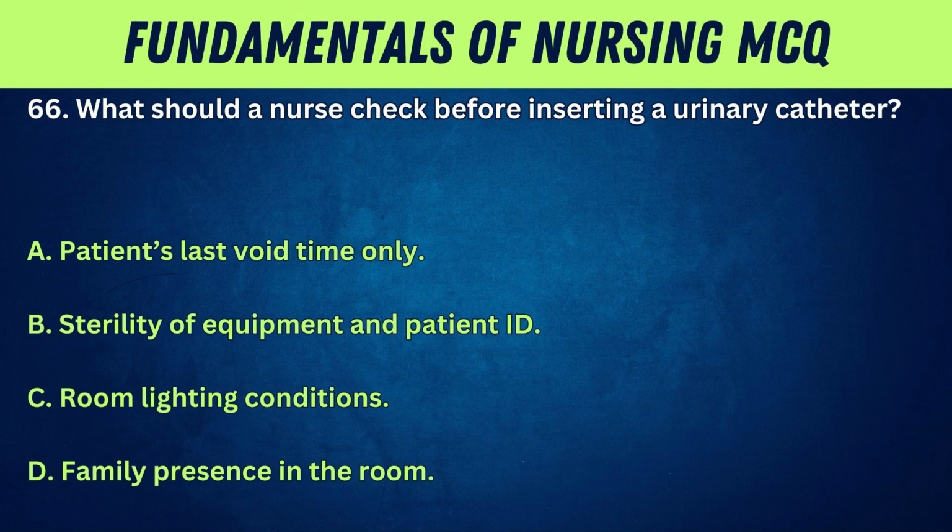66. What should a nurse check before inserting a urinary catheter? A. Patient's last void time only. B. Sterility of equipment and patient ID. C. Room lighting conditions. D. Family presence in the room.